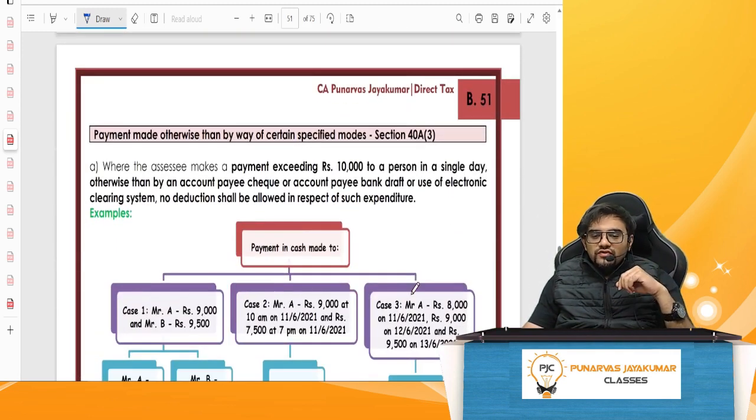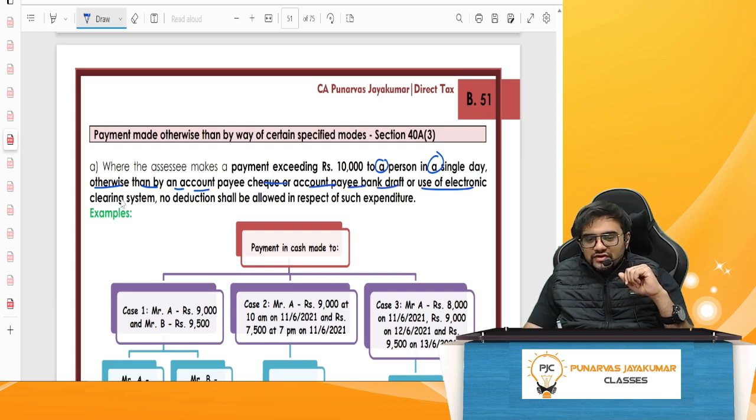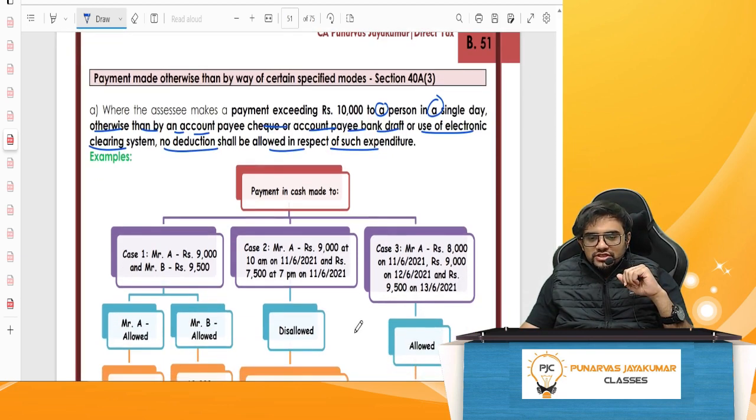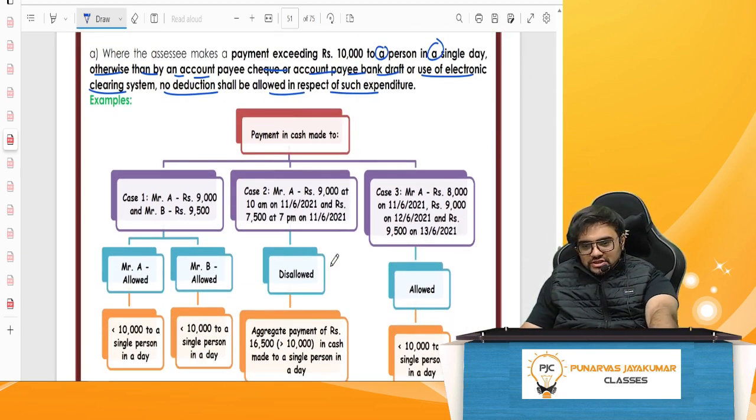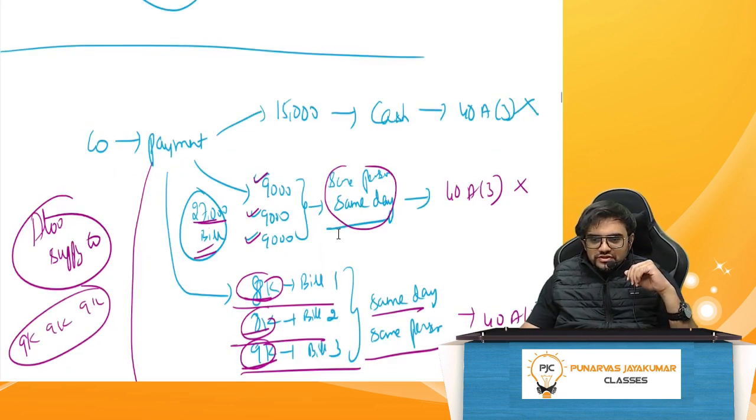That is disallowed under 40A3, where the SSC makes a payment exceeding 10,000 to a person in a single day, otherwise than by account payee cheque, account payee bank draft or use of electronic clearing system, no deduction shall be allowed in respect of such expenditure. Right? To a person, that's what it is. So if you see 15,000 rupees, if I pay cash, 40A3 disallowance will be there. Very simple, to one person.